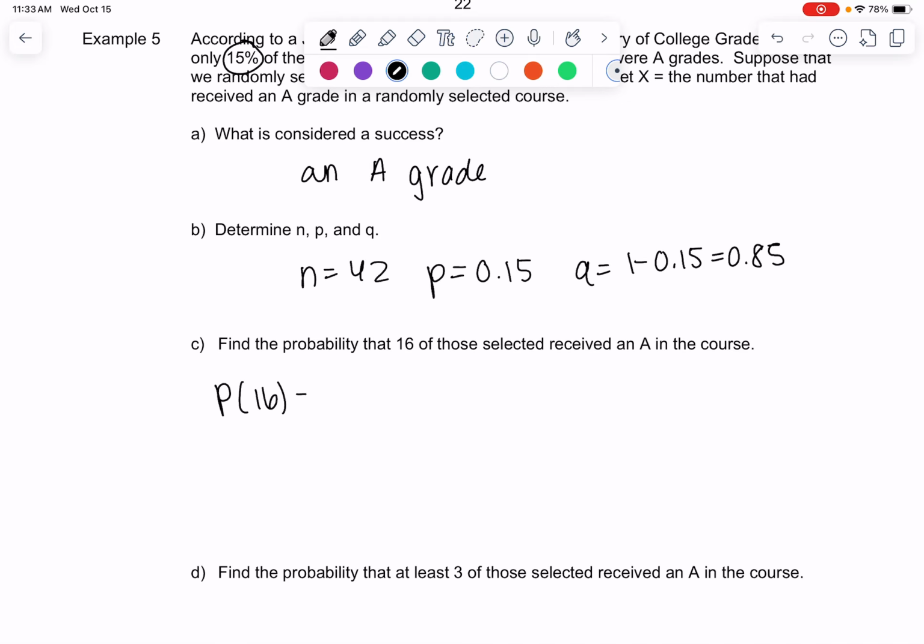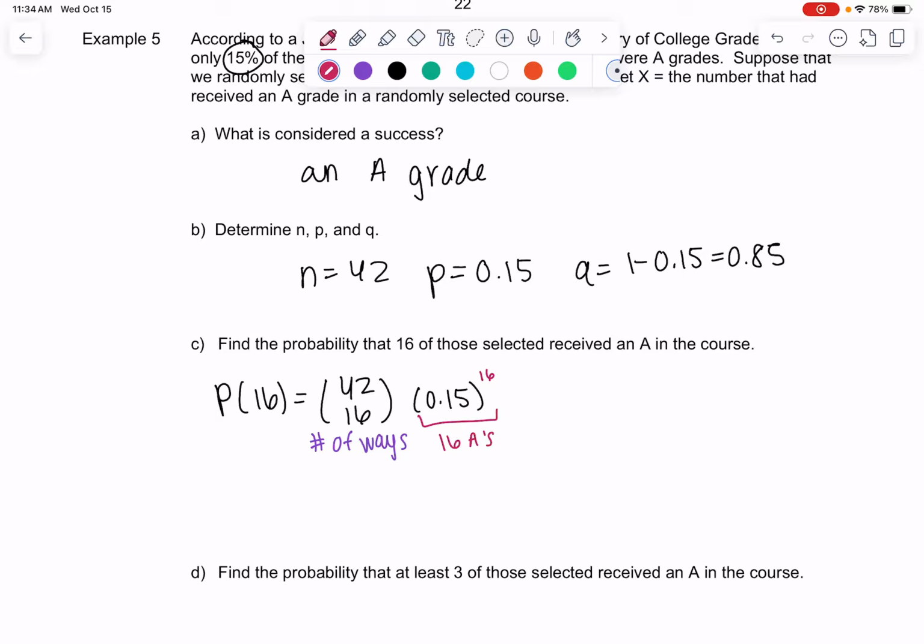So we're going to do 16, and maybe you need to peek back a previous page or two to find the formula. But it's N choose X, which in this case is 42 choose 16. This tells me the number of ways, because we don't know which 16 students are getting A's. There's lots of different combinations. And then we're going to do 0.15, and then how many of them are getting A's? 16, so this will have a power of 16.